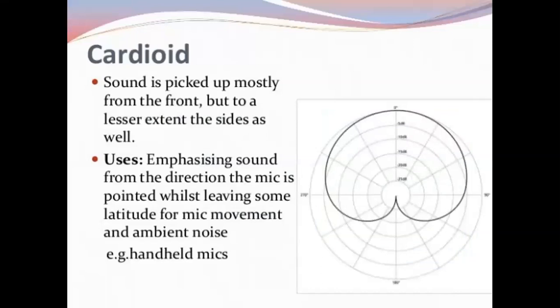Next, we have a cardioid. A cardioid microphone picks up mostly from the front, but to a lesser extent, the sides as well. You can see the diagram here. A cardioid mic captures everything in front and blocks everything else.